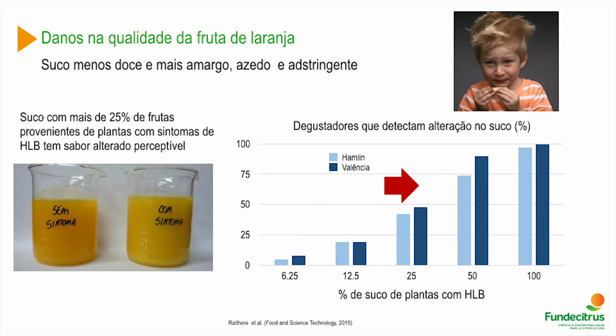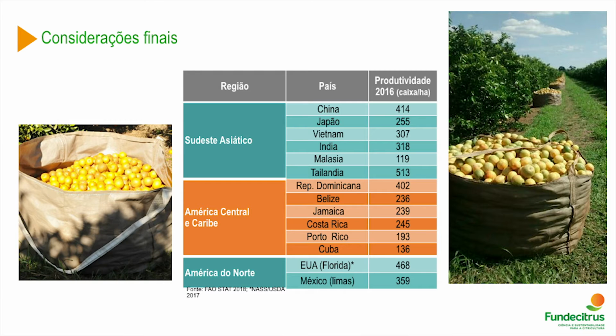So a study carried out in Florida has shown that they would take juice from plants that were affected by symptoms and juice from healthy plants. They would mix it in different proportions. And when we had above 25% of juice from symptomatic plants, HLB symptomatic plants, then those tasting this juice could notice changes in the juice. They noticed that the juice was changed in quality and flavor.